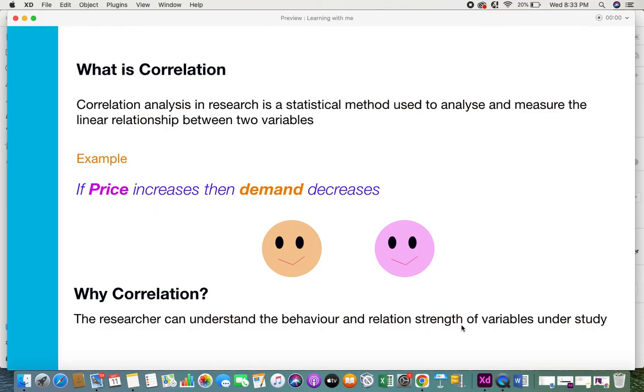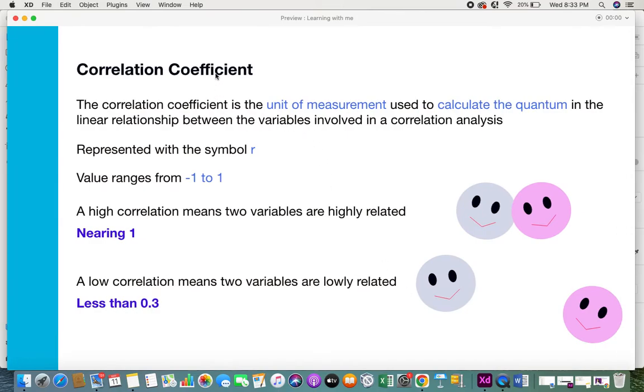So now in order to understand what is the correlation between variables, there needs to be some unit of measure, and that unit of measure is called the correlation coefficient. So the correlation coefficient is the unit of measure used to calculate the quantum. So quantum is nothing but the quantity, the amount, the strength, the extent to which the two variables are related to each other in a correlation analysis. So you want to understand that level of linear relationship between the variables. So this correlation coefficient is represented with the symbol R, and the value ranges from -1 to 1.